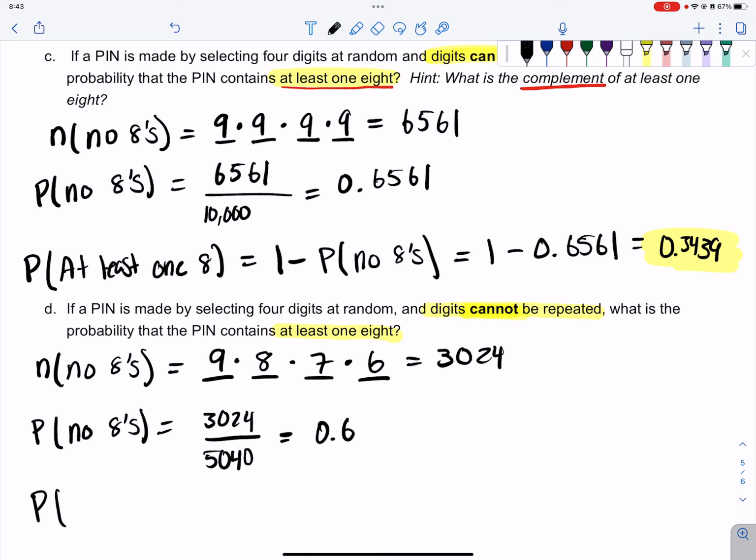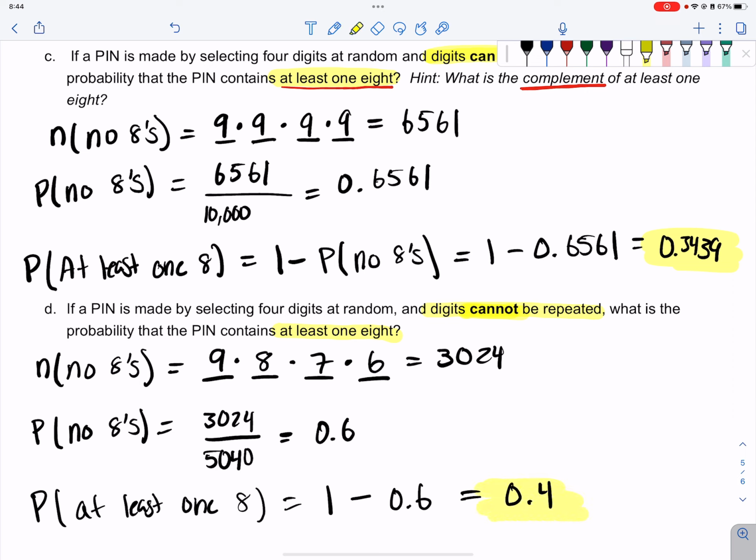So now lastly, our probability of at least 1 8 when we have no repetition is equal to 1 minus our probability of no 8, which we got as being 0.6, which then gives us 0.4 to be able to answer this question, that when there's no repetition, the probability of having at least 1 8 is equal to 0.4.